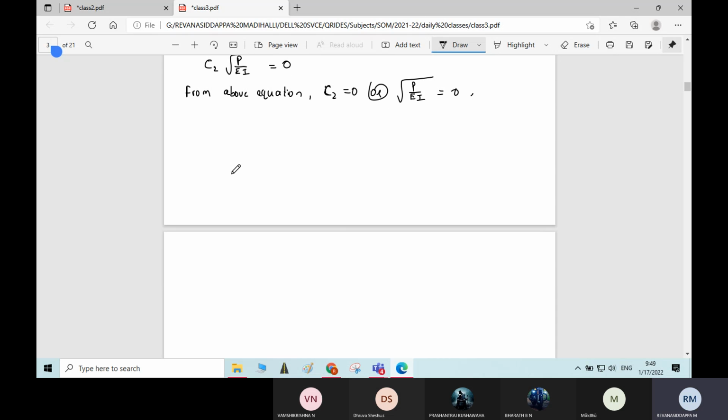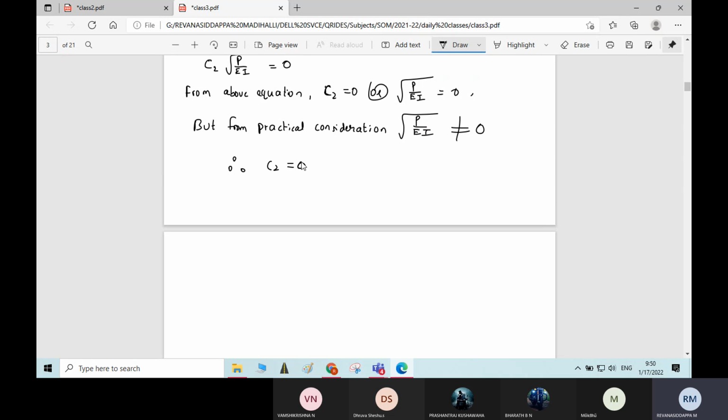Same thing I'll write: from practical consideration, root P by EI cannot be equal to 0. Therefore, what can we write?